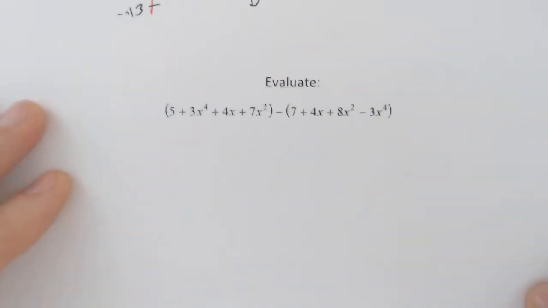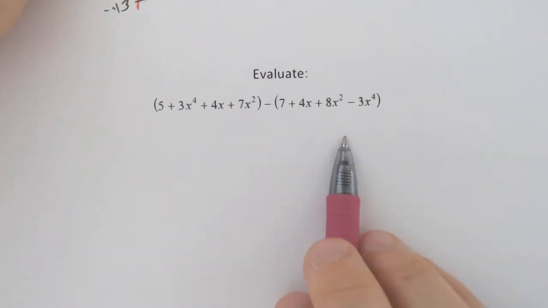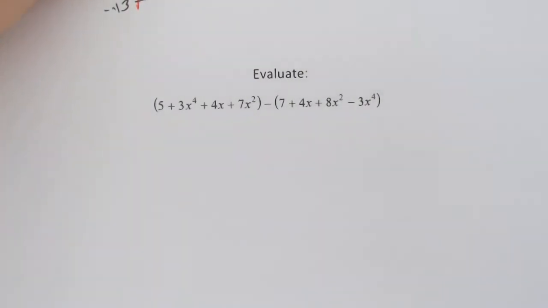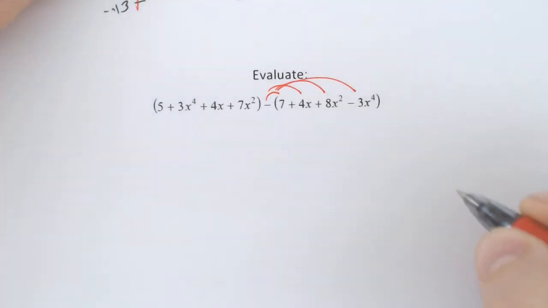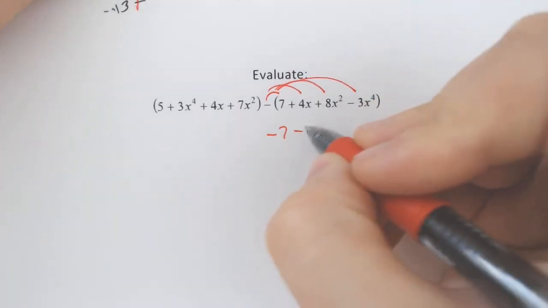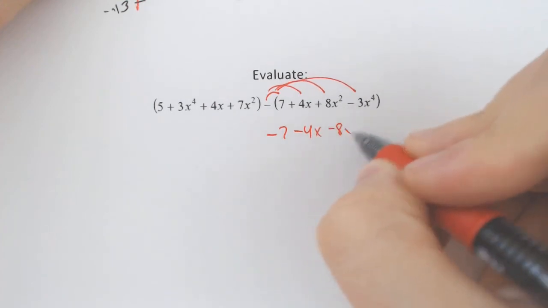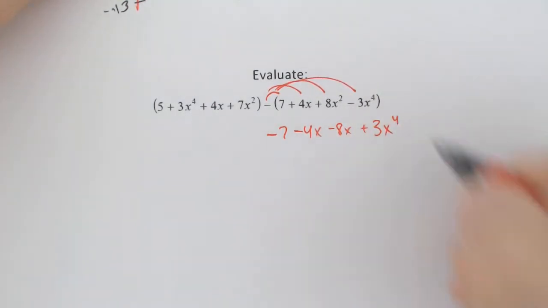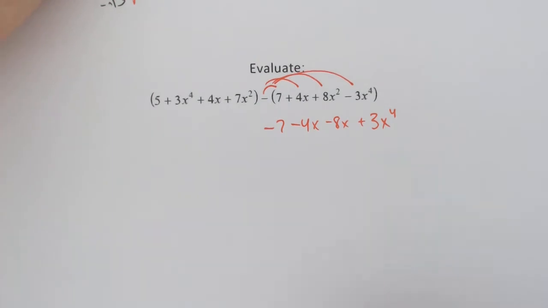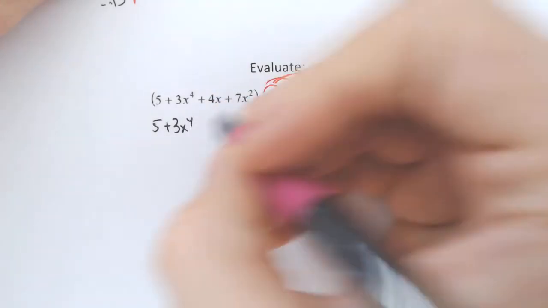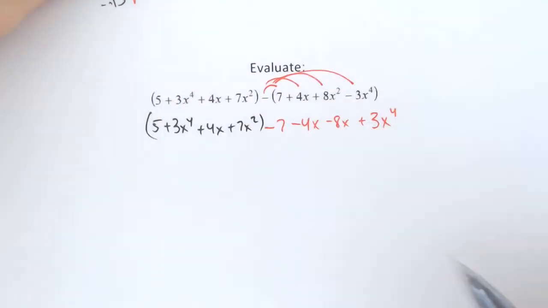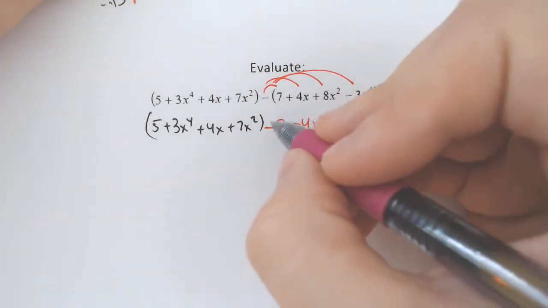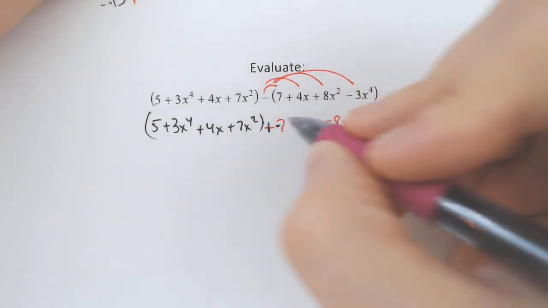All right? Next up, this one's a little easier. Evaluate. If it's a minus in between, you need to make sure that you distribute the negative to all of those terms. Change the sign, change the sign, change the sign, change the sign, and then combine any and all like terms that you have. I sometimes like to rewrite the original right here. And then after you've changed the sign, you would be adding all of this stuff.